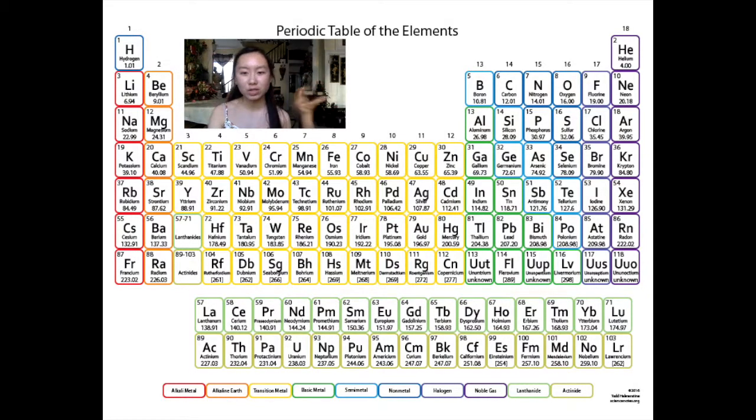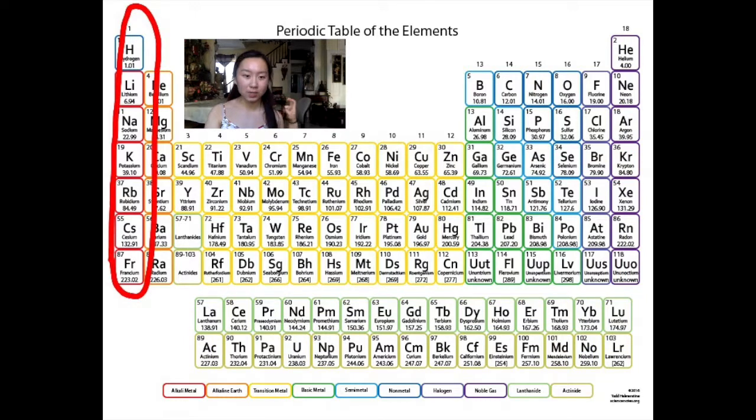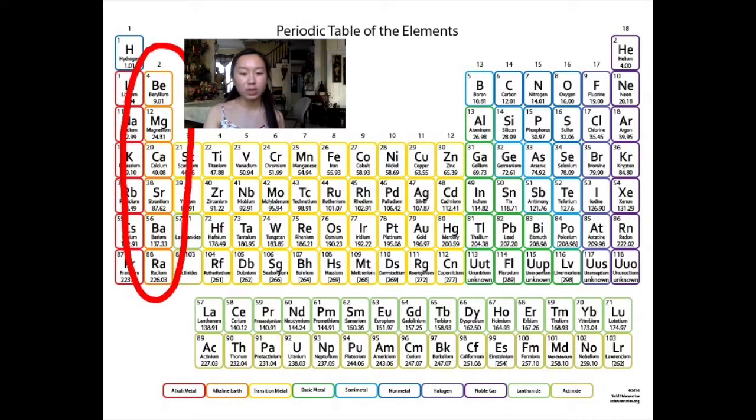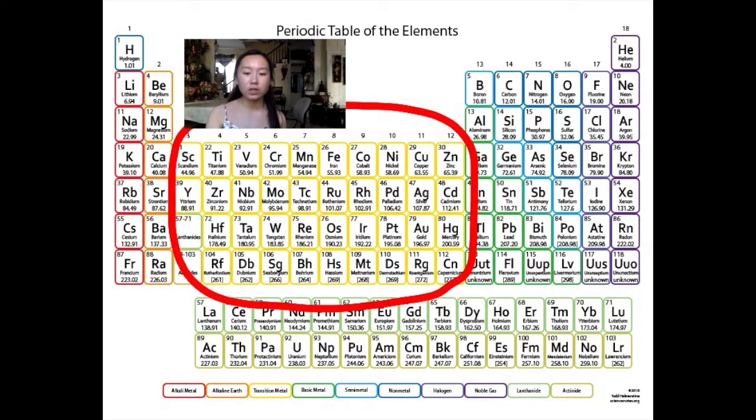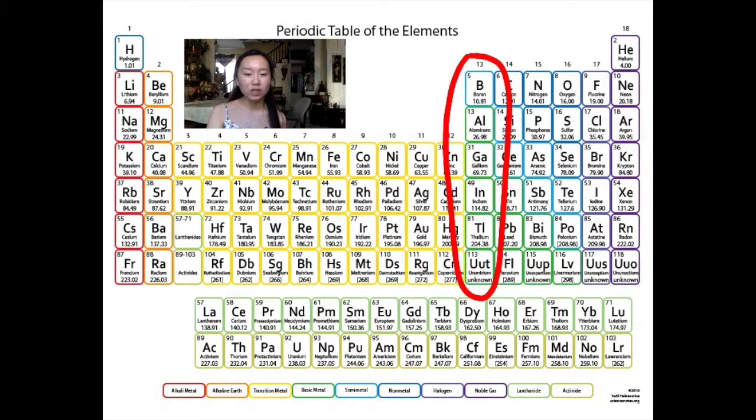Now looking more closely into the periodic table, you can see that it is split into groups based on their charges and similar characteristics. Group 1 has a charge of positive 1. Group 2 has a charge of positive 2. D block has various charges. Group 3 has a charge of plus 3.